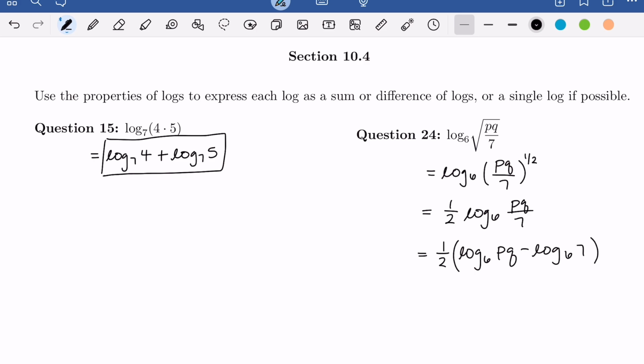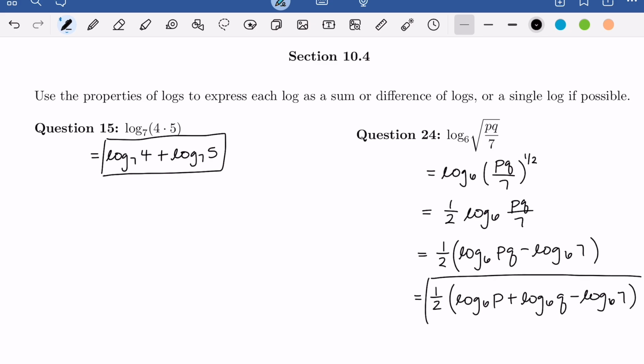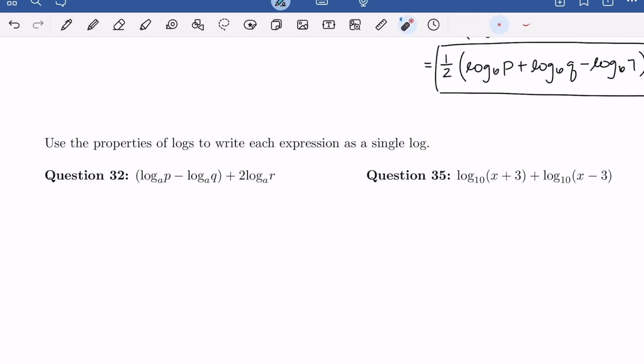Now we're almost done expanding this. Notice that we can also use our product rule here. We have log base 6 of p times q. So in our last step, we still have this 1/2 out front, but we're going to use our product rule. We're going to have log base 6 of p plus log base 6 of q, and then minus log base 6 of 7. This would be our final answer, expanding this original log expression.